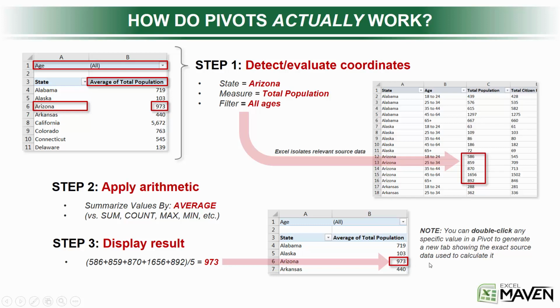So a cool note here, you can actually double click on any specific value in a pivot table, and it will generate a new tab showing the exact source data used to calculate it. This can be a great tool to help QA or just get a better sense of exactly what's going on behind the scenes. So let me show you exactly what that looks like.